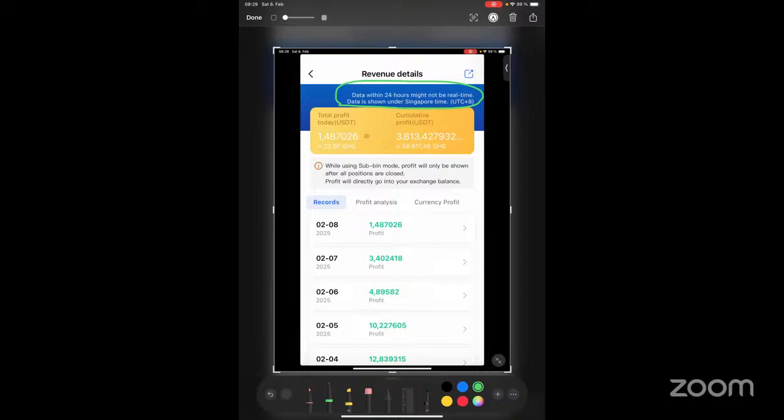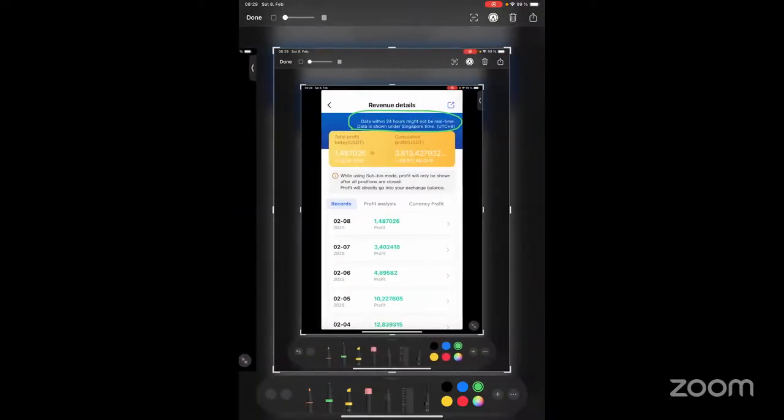Okay. All right. So total profit for today, you see 1.48. Then cumulative profit, you see 3,813 USDT. Okay. Equivalent in Ghana cedis is 58,000 Ghana cedis, almost 59,000. If we have some Ghanaians here, they can actually tell you what this money can actually do in Ghana.